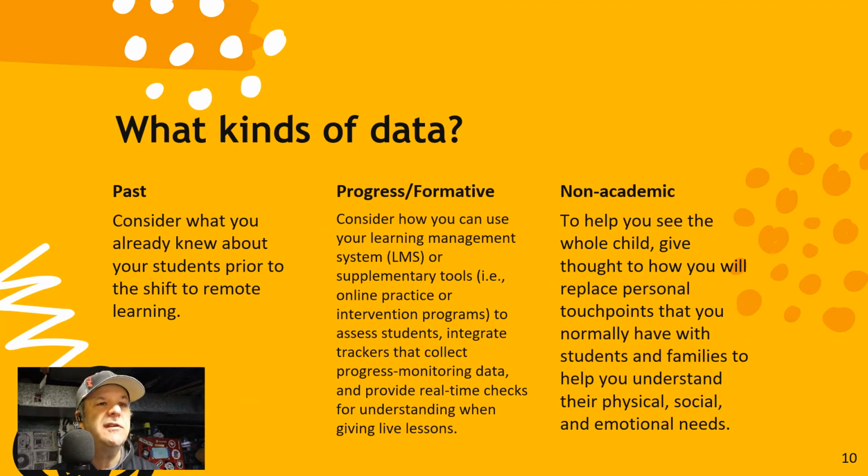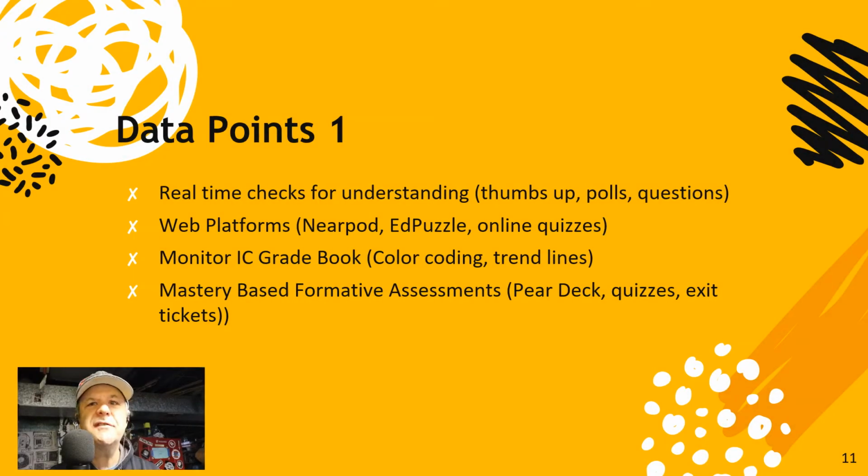So I want you to think about those three types: past data, in progress data, now formative data, and then the non-academic part. So what are some data points? So your data points might be real-time checks. So when you're in the lesson, you might do thumbs up, thumbs down. You might do polls. You can do questions. You can embed Microsoft Forms into it, or the polling feature in Microsoft Forms. You can ask open-ended questions and have the kids respond in the chat.